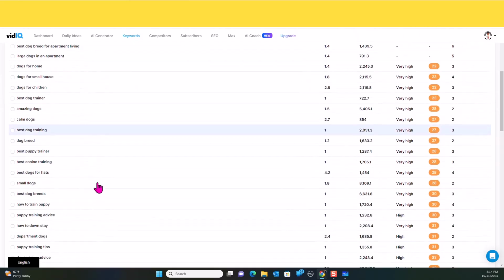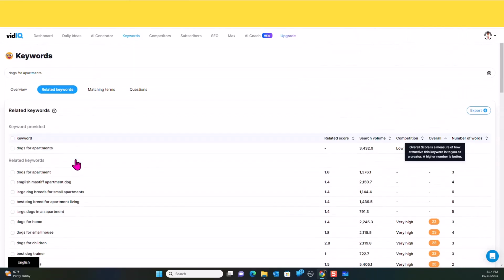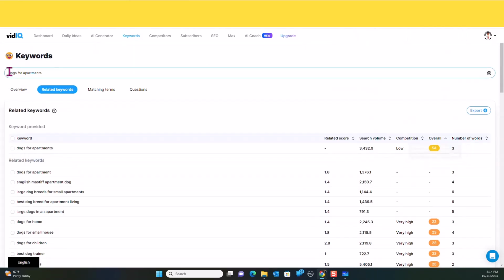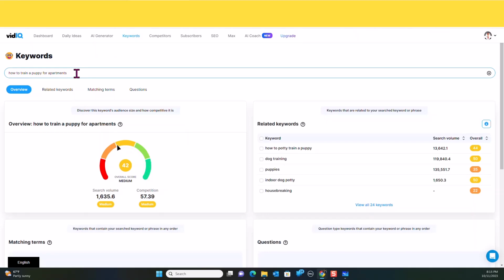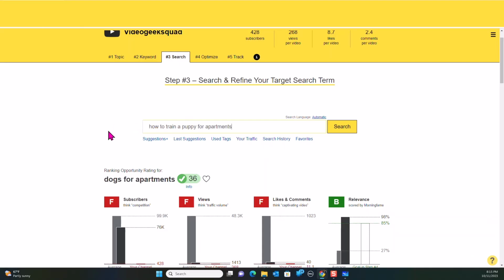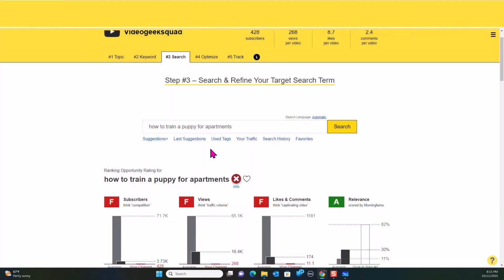So let's just see here. Let me just do some research here. How to train a puppy. So let's see if we did this. How to train a puppy for apartments, and let's hit enter. All right. Now let's copy it, put it inside of the search term, and see what we can get for this. All right. So this one is not really searched. So that wouldn't be a good one.